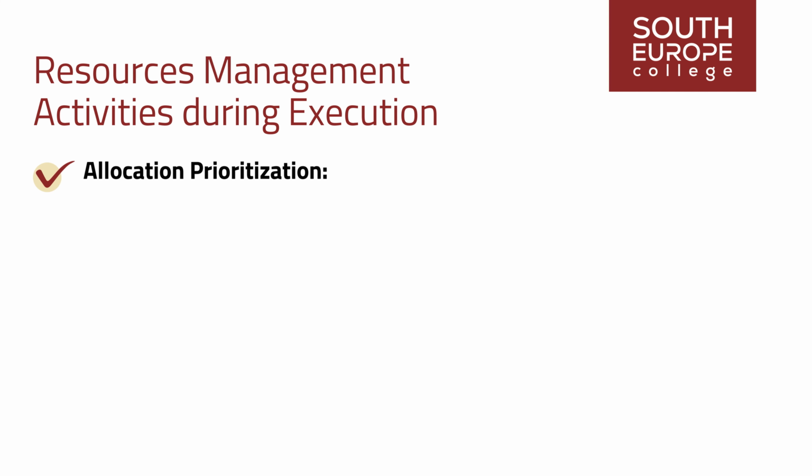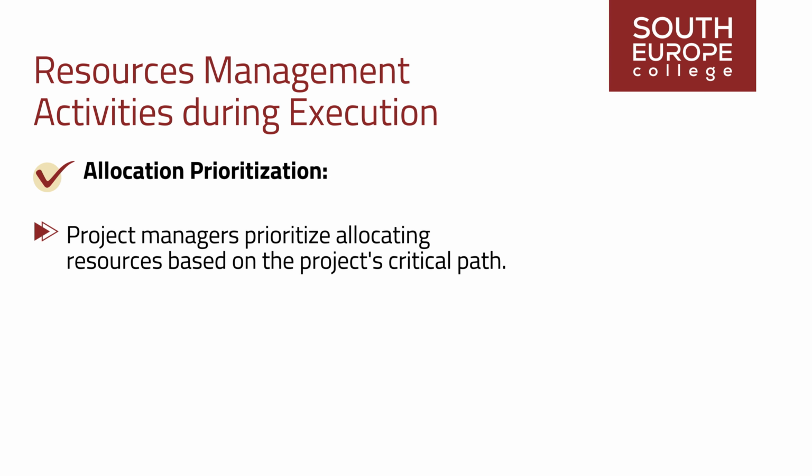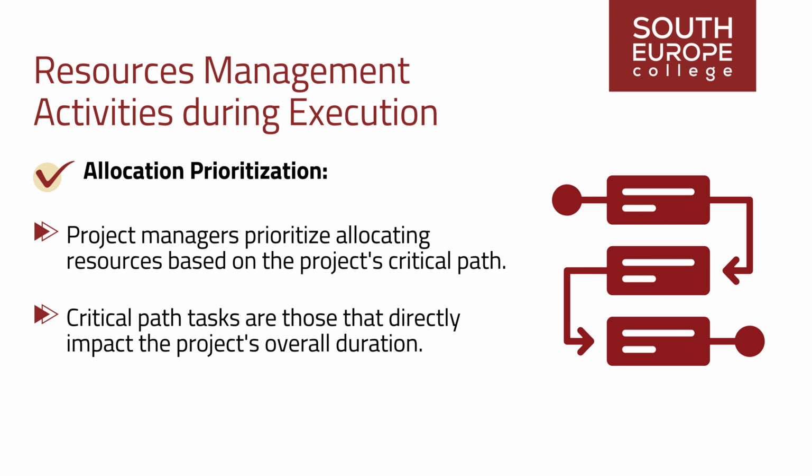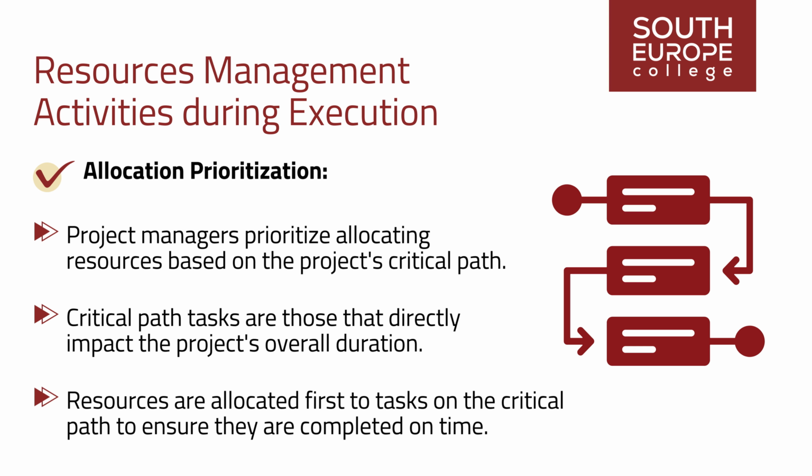Allocation prioritization. Project managers prioritize allocating resources based on the project's critical path. Critical path tasks are those that directly impact the project's overall duration. Resources are allocated first to tasks on the critical path to ensure that they are completed on time and to minimize any potential delays to the project timeline.